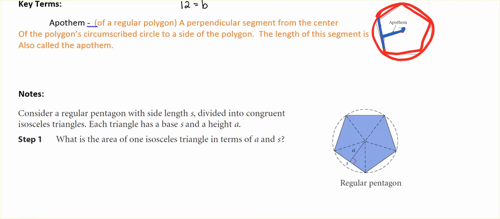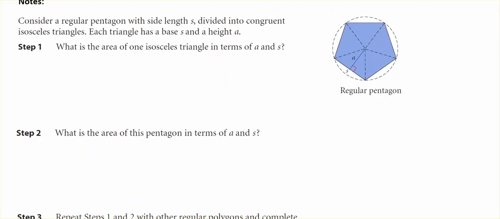Now what I'd like you to do is work through this investigation, pause the video, and then come back and look at my notes once you're finished. Okay, so I'm going to go ahead and go through the investigation, assuming you did it. So we take a look at this pentagon here, and we have our apothem, and the length of our side, which we're calling S. What is the area of one isosceles triangle in terms of A and S?